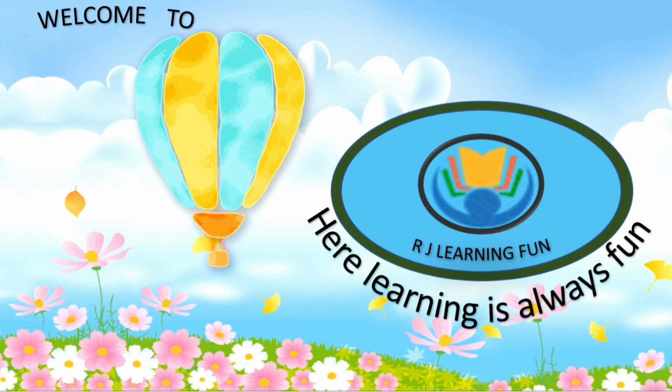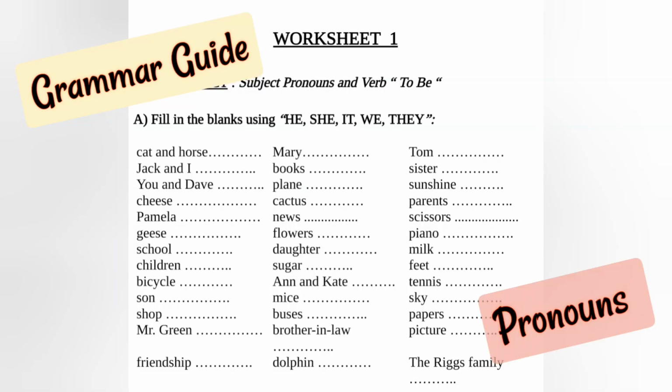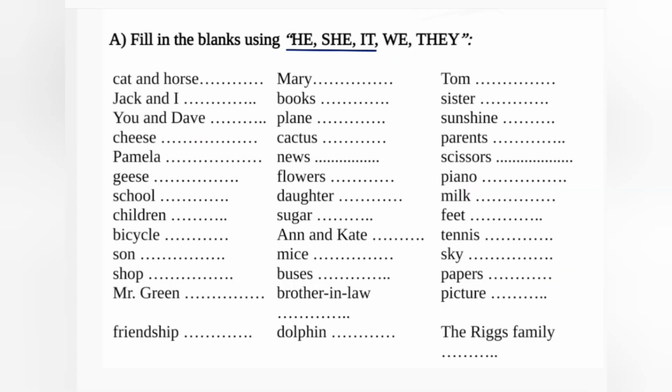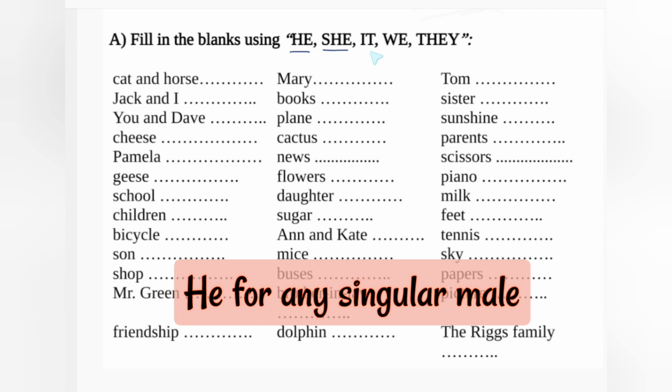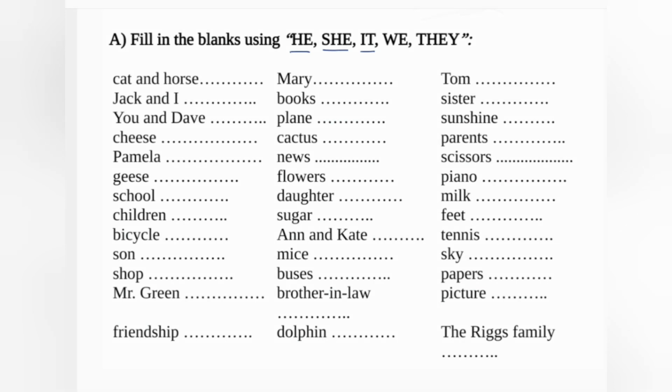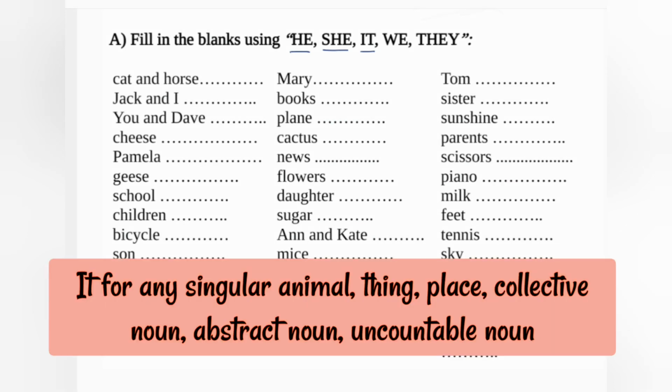And today in the series of Grammar Guide, this is a worksheet on pronouns. We will learn to use the personal pronouns he, she, it, we and they in place of different types of nouns. Here this he is a third person singular pronoun which we can use in the place of any singular male. She is also third person singular pronoun which we can use in place of any singular female, and it is also third person singular pronoun which we will use in place of any singular animal, thing, place, collective noun or abstract noun, or even it will be used in the place of uncountable noun.